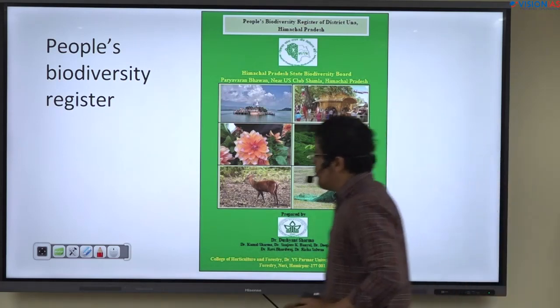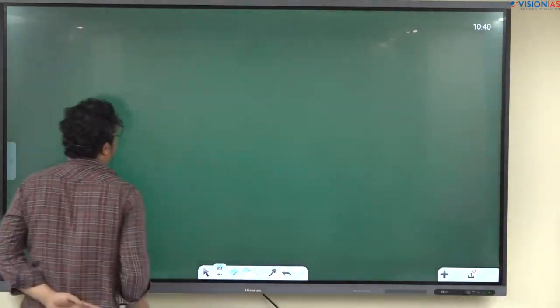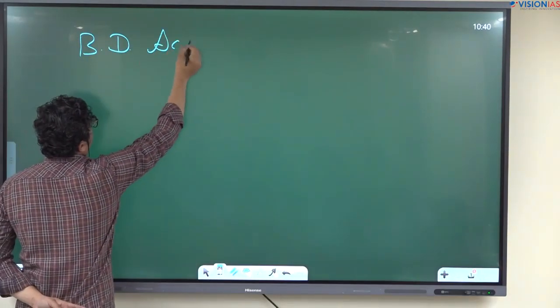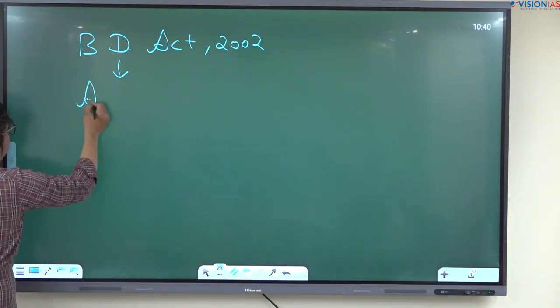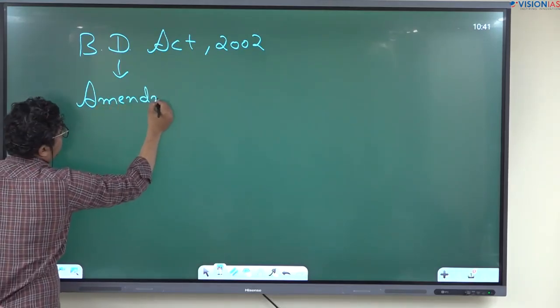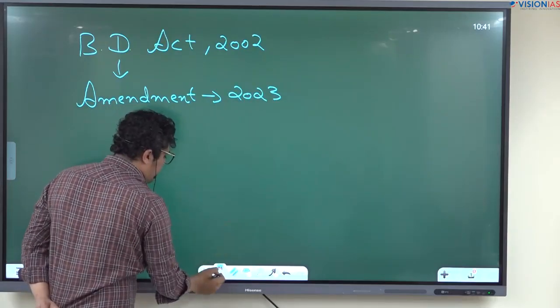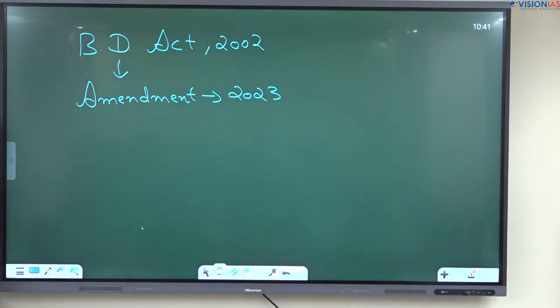So we were discussing the Biodiversity Act, but recently some amendments have been made. This act was amended recently, or made in 2023. So try to understand these amendments and what they change. You have studied the original act. What changes have been made now?